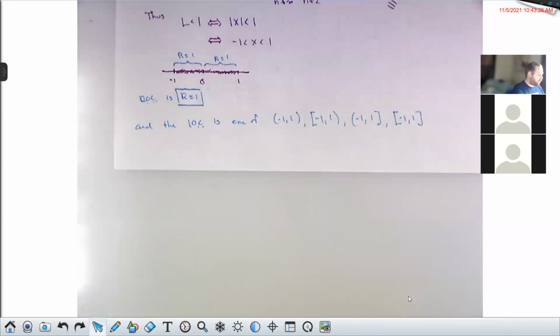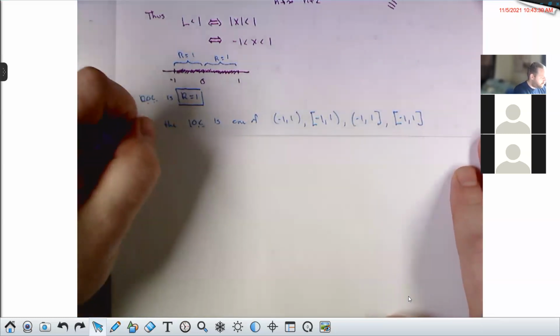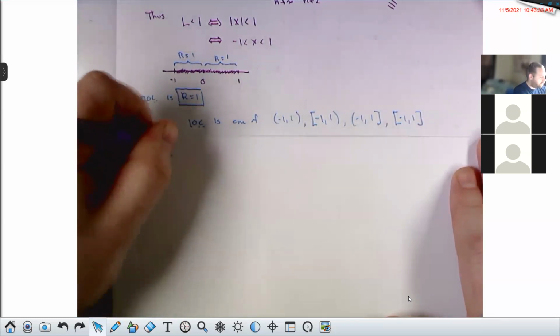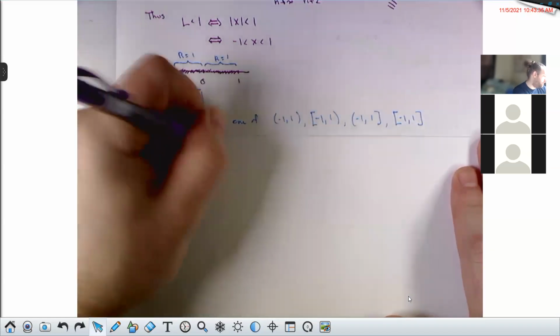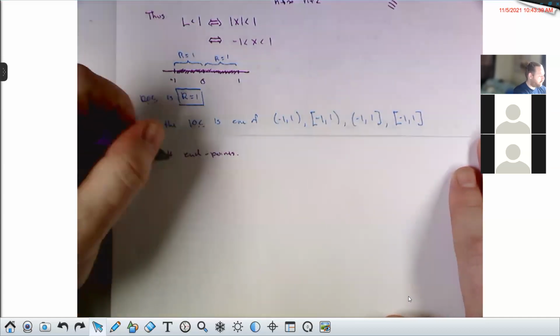I realize we're going to go just a few minutes over here. I'll ask you to be patient. Finish this example. It's important. We need to check the endpoints. We must do this.